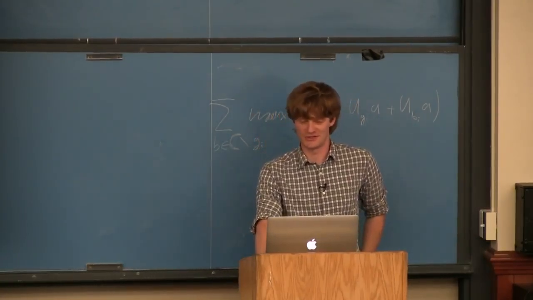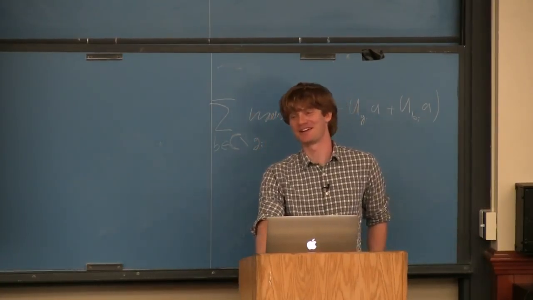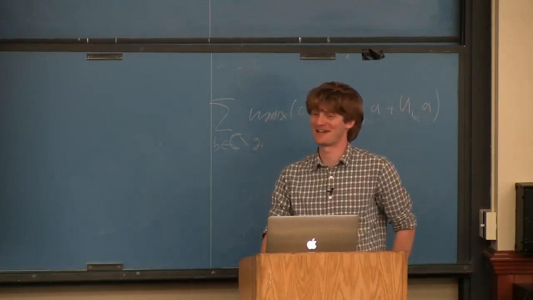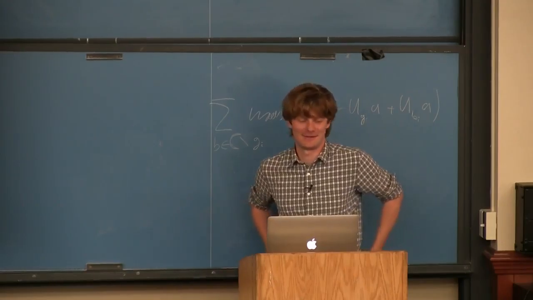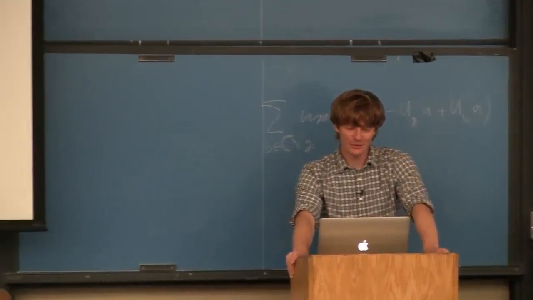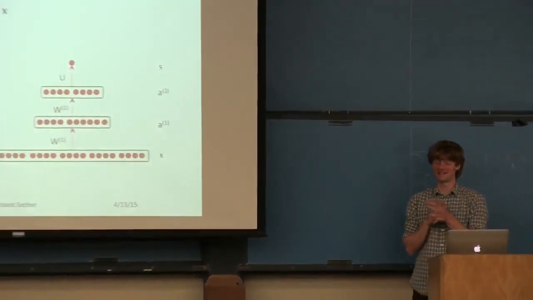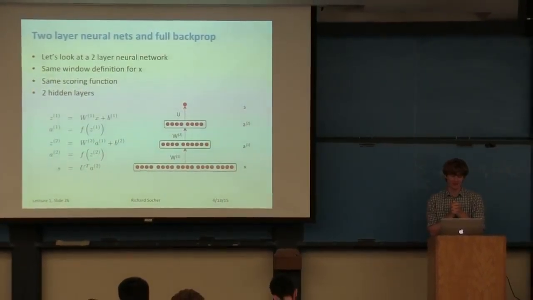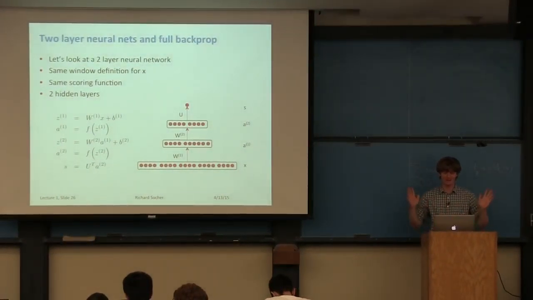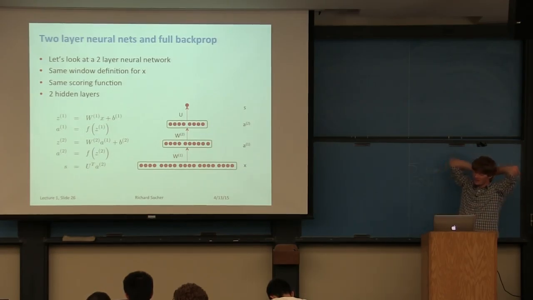Are there any other questions? Because the next part is only going to get deeper after this. All right, so two-layer neural networks, and the final full backpropagation. So let's look at a simple two-layer neural network. We have the same definition of a window for X, and we have the same scoring layer at the top.